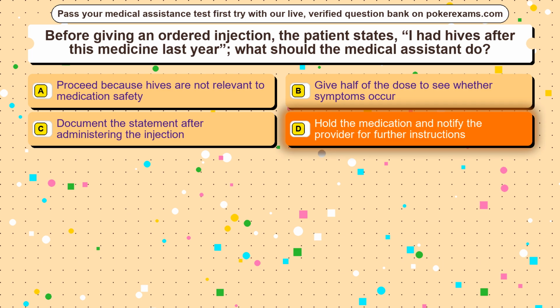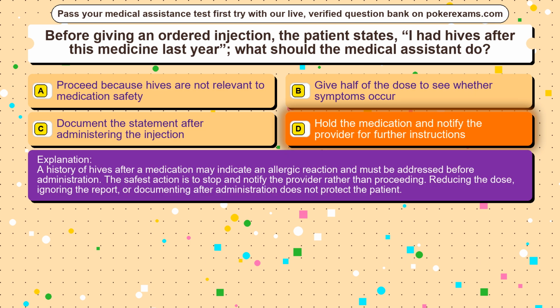The correct answer is option D, hold the medication and notify the provider for further instructions. A history of hives after a medication may indicate an allergic reaction and must be addressed before administration. The safest action is to stop and notify the provider rather than proceeding. Reducing the dose, ignoring the report, or documenting after administration does not protect the patient.